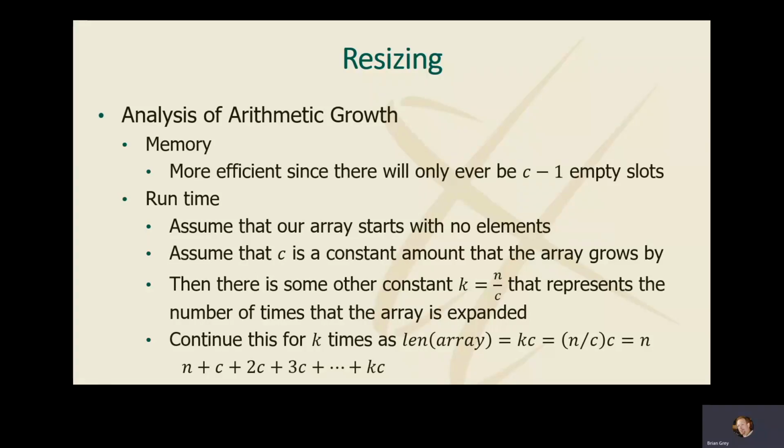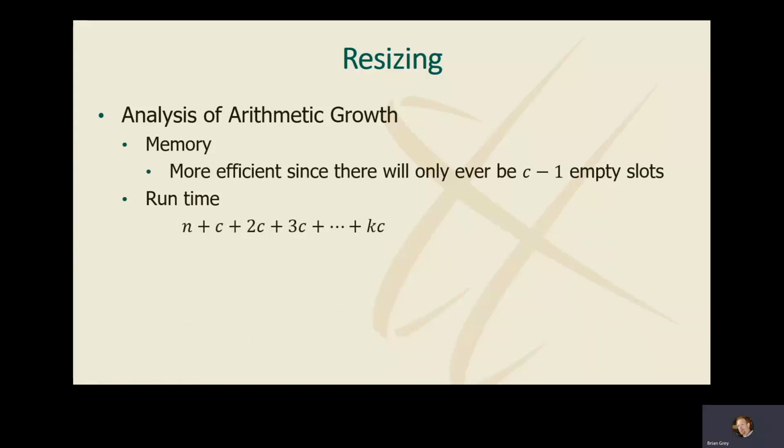So we can see that we're going to do C plus 2C plus 3C all the way up to plus KC. Okay, this is the general equation. This is pretty gnarly. So let's see if we can reduce this. Let's see if we can make some sense out of this nonsense.